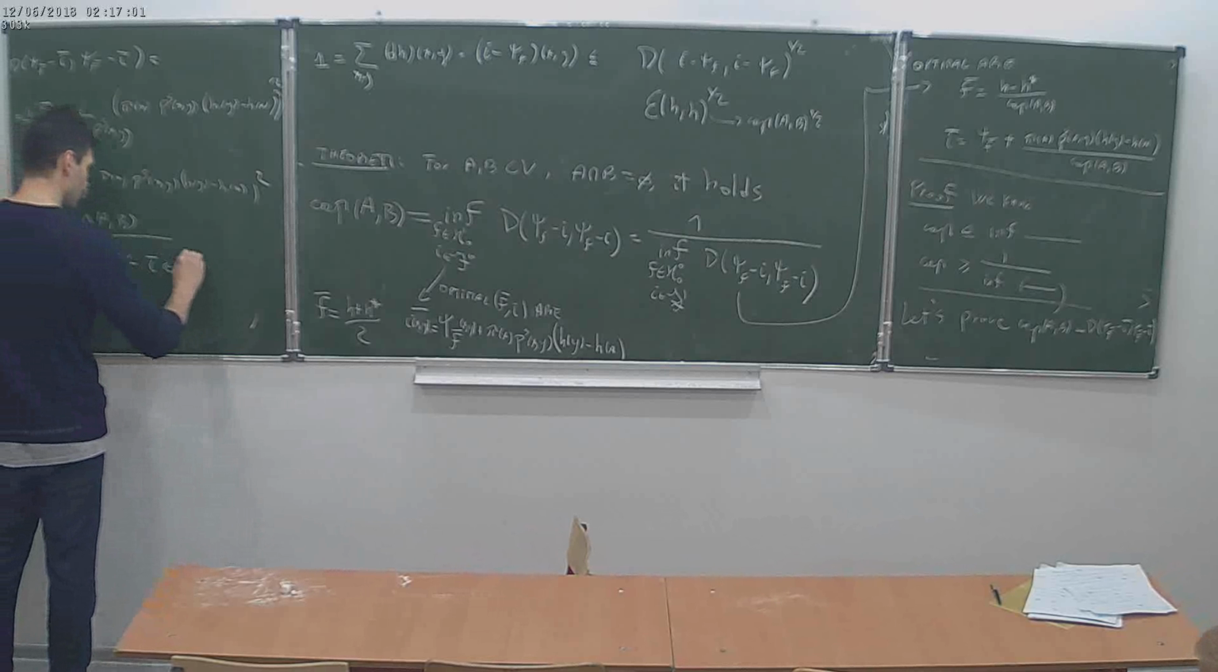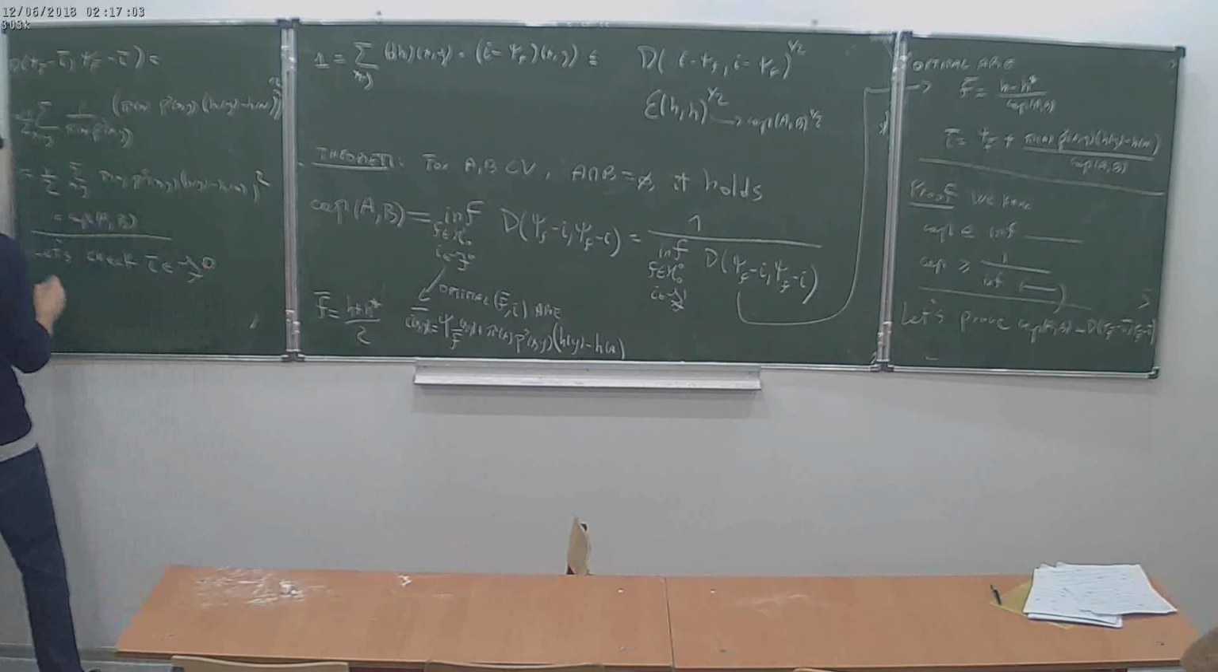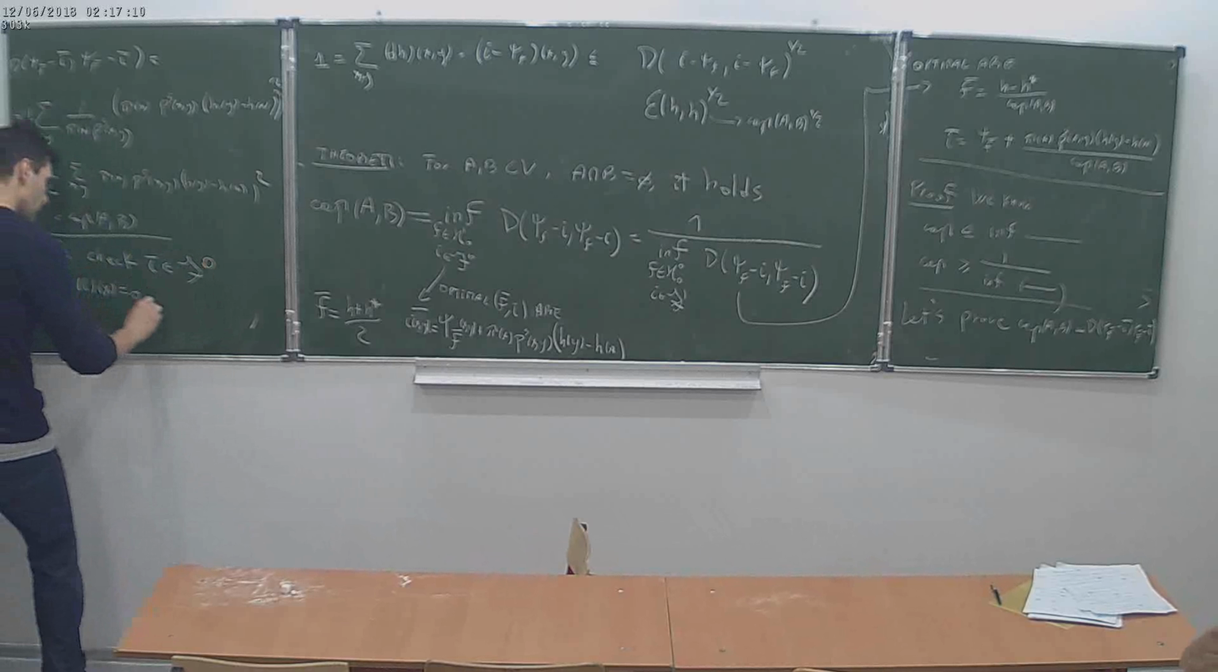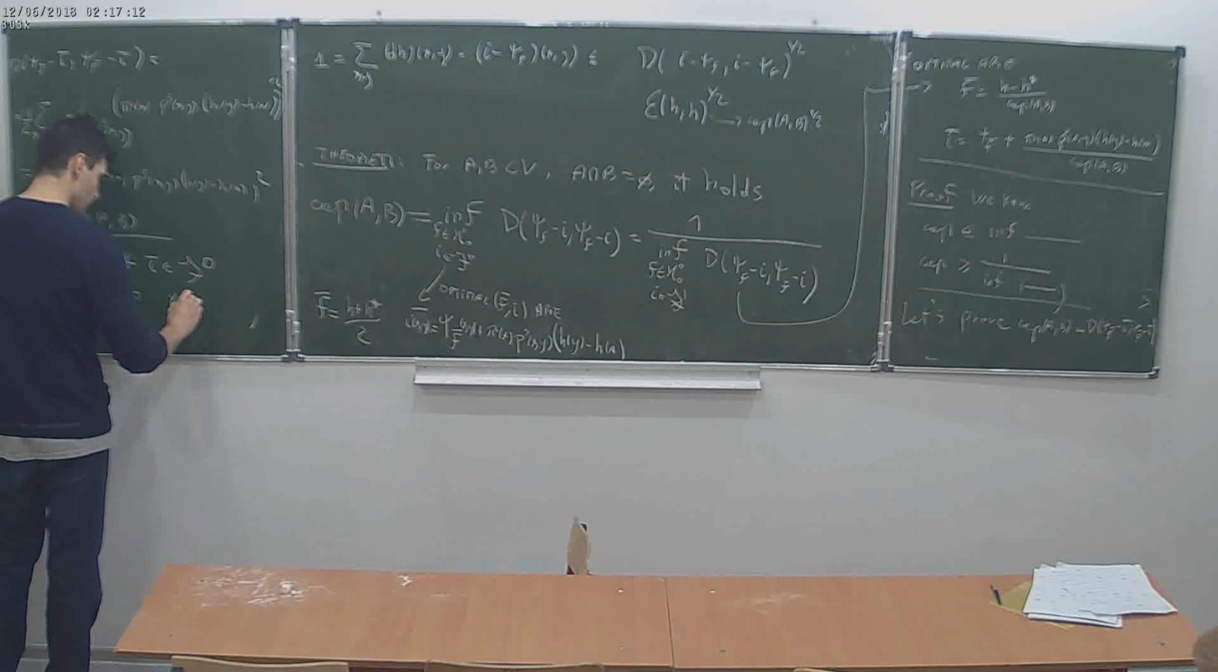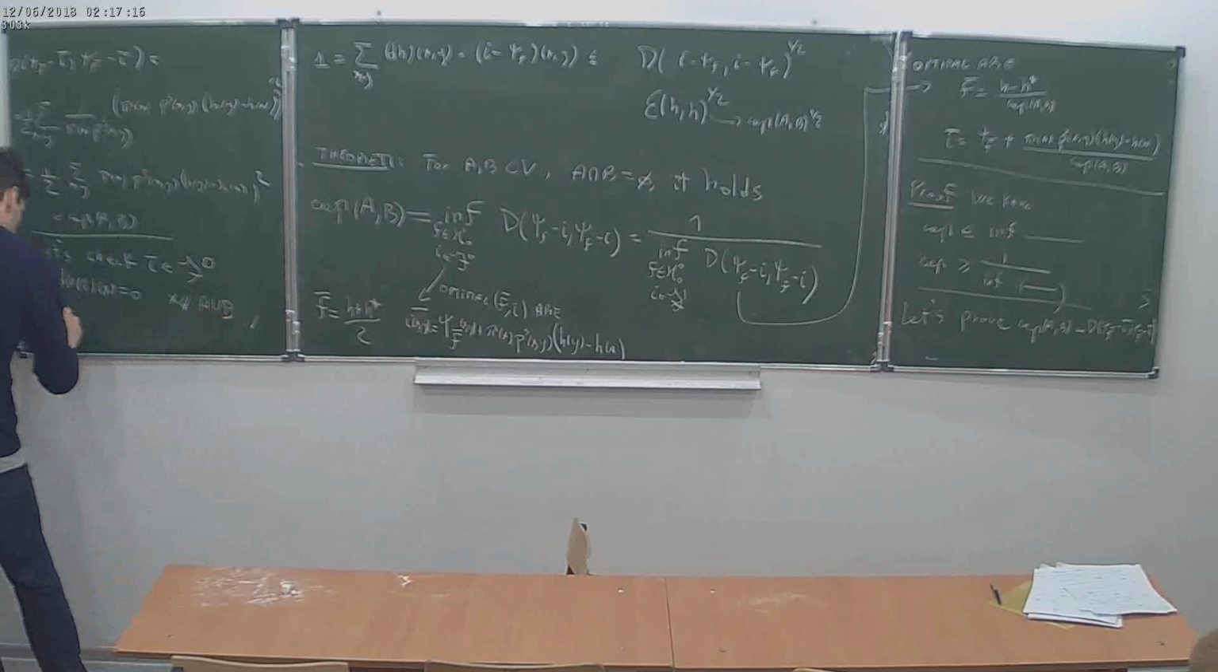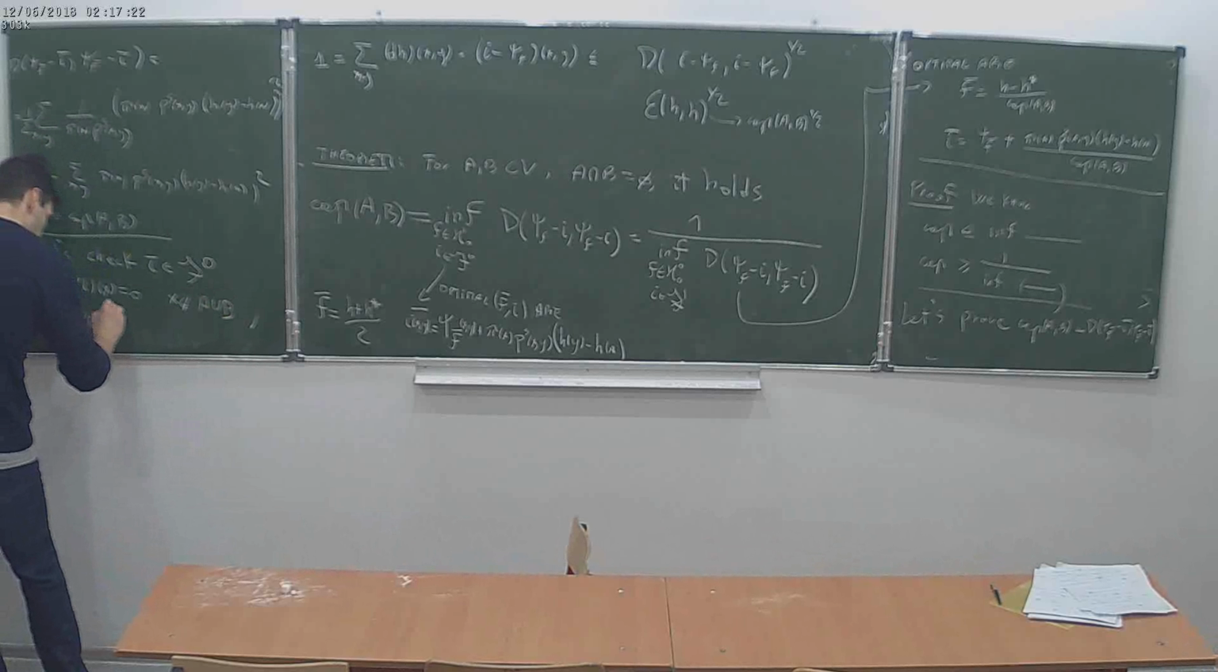I bar is in F naught. So we have to check two things. We have to check that the divergence of I at x is equal to 0 if x is not in A or B, and we have to check that the sum over all the x in A of the divergence of I at x is 0.